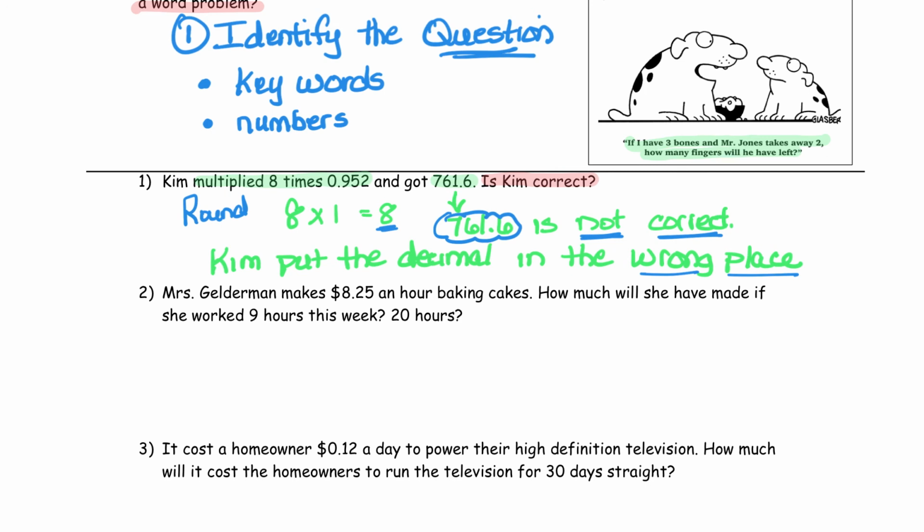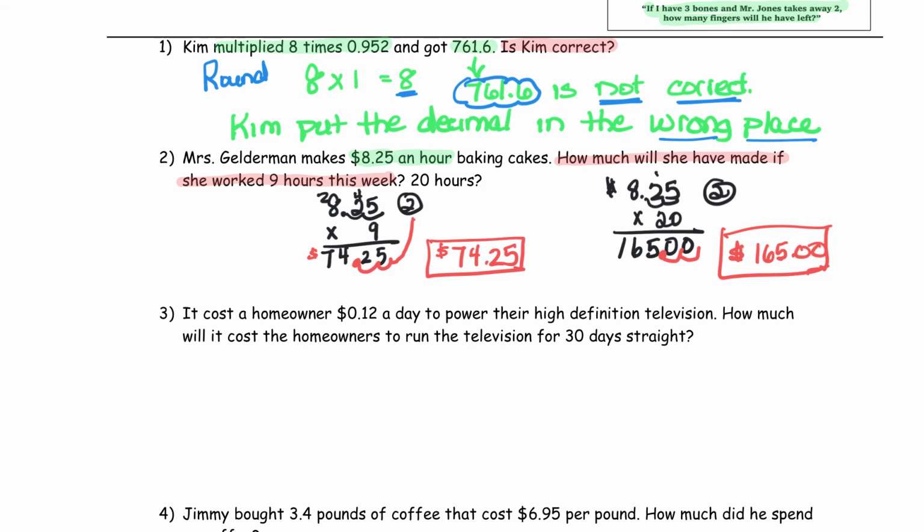Pause the video. Okay, so if you take a look at number 2, Mrs. Gelderman makes $8.25 an hour baking cookies. How much will she have made if she worked 9 hours this week? Okay, so first of all, what you want to think about is, will the amount of money be more or less? So if you're getting paid $8.25 an hour and you work 9 hours, do you want more money or do you want less money? Of course, you want more money.